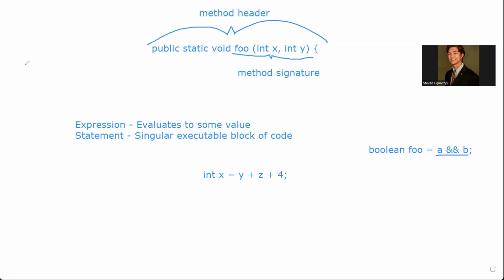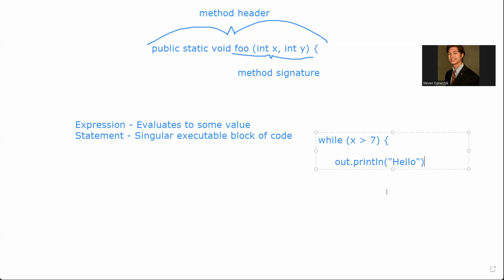Now, in the case of loops, let's say we have while x is greater than 7, and then we just System.out.println hello, and then a closing bracket. Let me highlight the expressions in red. This would be an expression. It would evaluate to a Boolean, yes or no. In the same sense, just x would also be an expression.